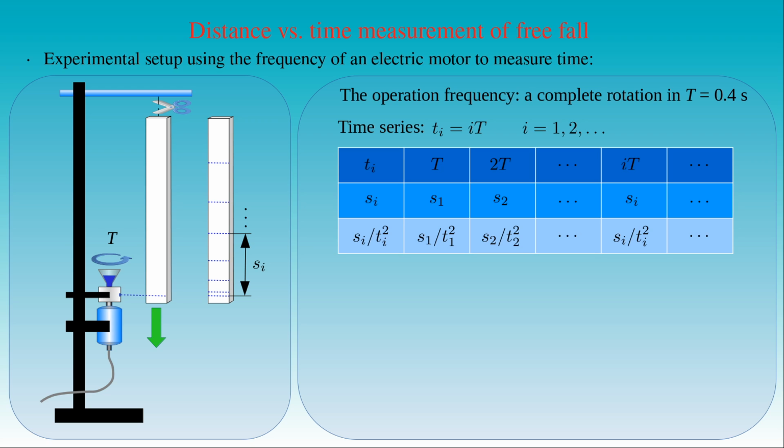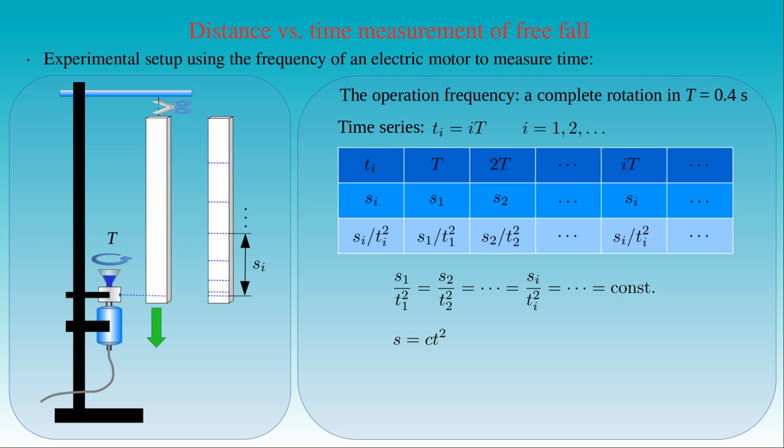If we compute these ratios in the last row, then we will find that their values scatter around a constant, where the scattering is due to the measurement error. That is, the covered distance s of any point of the free-falling slat is proportional to the square of the duration time of the free fall, where c is the proportionality constant.